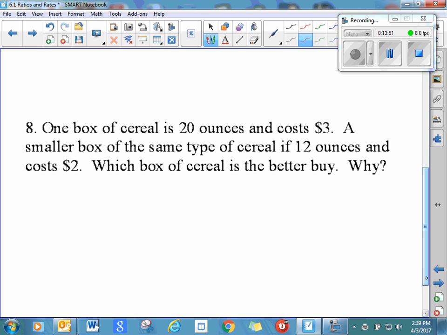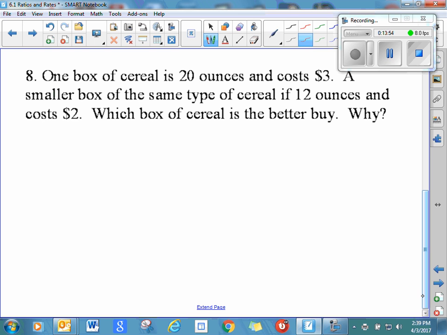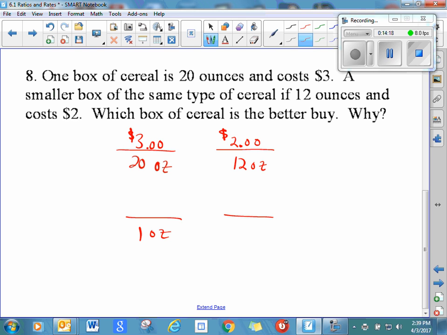I think there's one more with some Cheerios. Cereal, the same thing. We're looking to compare a $3 box of cereal that holds 20 ounces and a counterpart, which is $2, and he holds 12 ounces. So right off the top of my head, I don't really know which is a better rate because they have different denominators. But if we get a unit rate for each one of them, then we can see which one is a little bit cheaper.